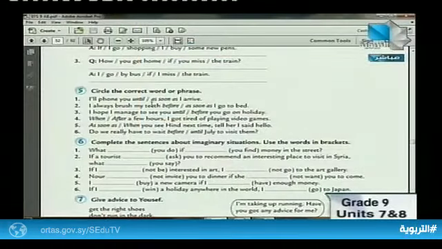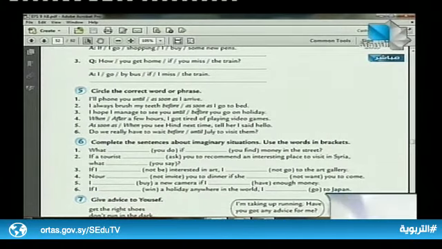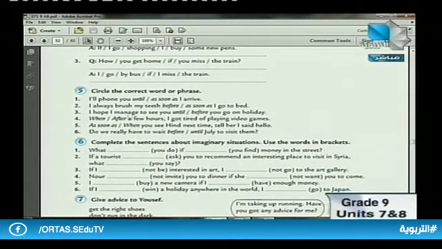Number 1, I'll phone you as soon as I arrive. Number 2, I always brush my teeth before I go to bed, not as soon as. Number 3, I hope I manage to see you before you go on holiday. Good. Number 4, after a few hours, I got tired of playing video games.